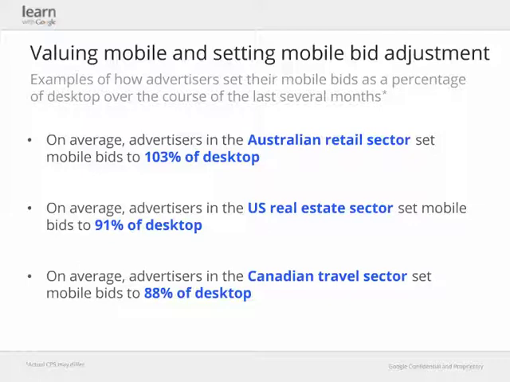Now we see inversely here for Canada that on average advertisers in the Canadian travel sector set mobile bids at 88% of desktop. Because they're seeing the majority of traffic come from desktop versus mobile, they want to make sure that their bid adjustments reflect their consumers' interaction with content as well. So that level of flexibility is available again with enhanced campaigns, and something that really needs to be brought to life when you are proposing any optimizations to the campaign construct.